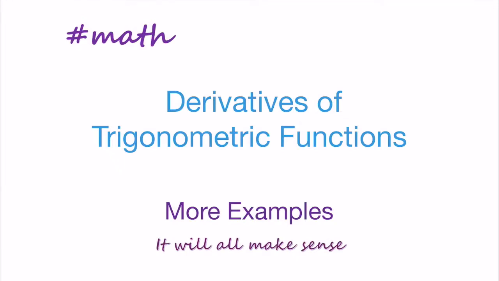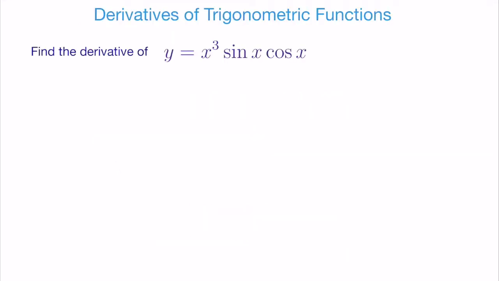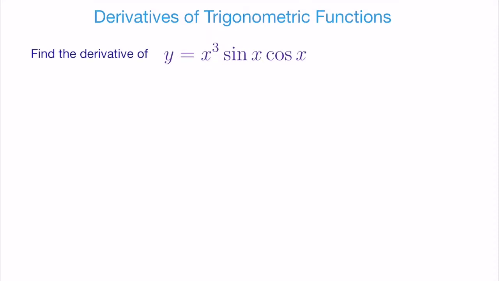We're going to do 3 more examples on derivatives of trigonometric functions. Okay, we're going to derive y equals x cubed sine x cosine x. This is the multiplication of 3 functions. So what we do is we group 2 functions and apply the product rule. In this case, I'm going to group my functions like this. So I'm going to see my product rule with this product here. Let's apply the product rule.